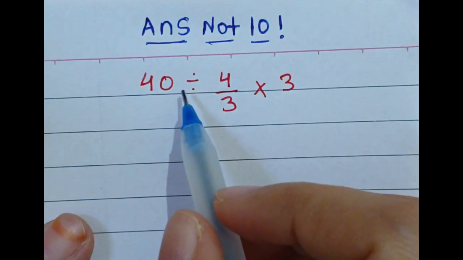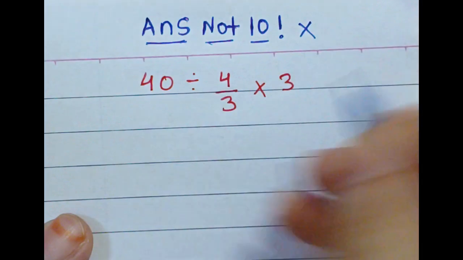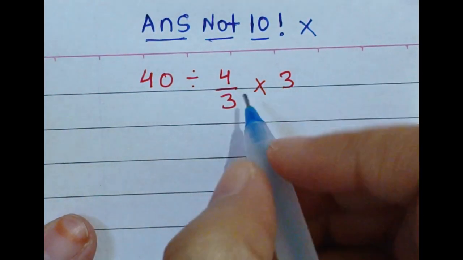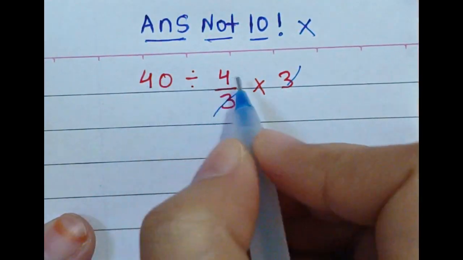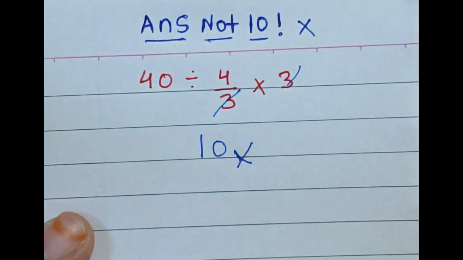If you think the answer for this question is 10, then you are absolutely wrong. Most people solve this expression by canceling this, then 40 divided by 4, which is 10. But this is the wrong value. This is not the correct value.